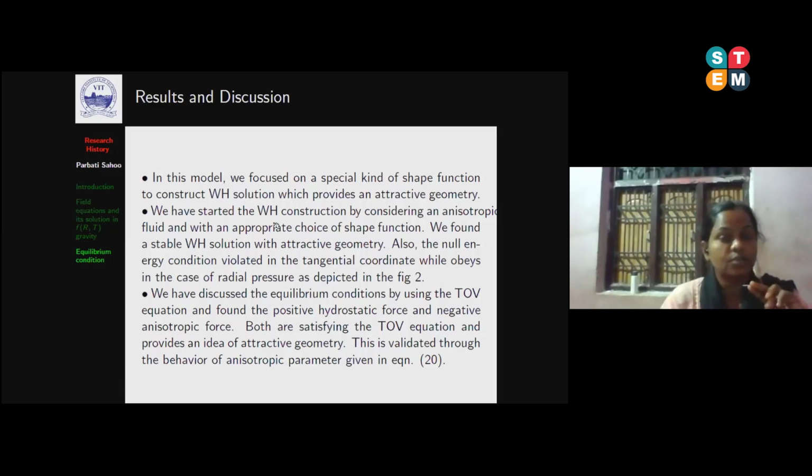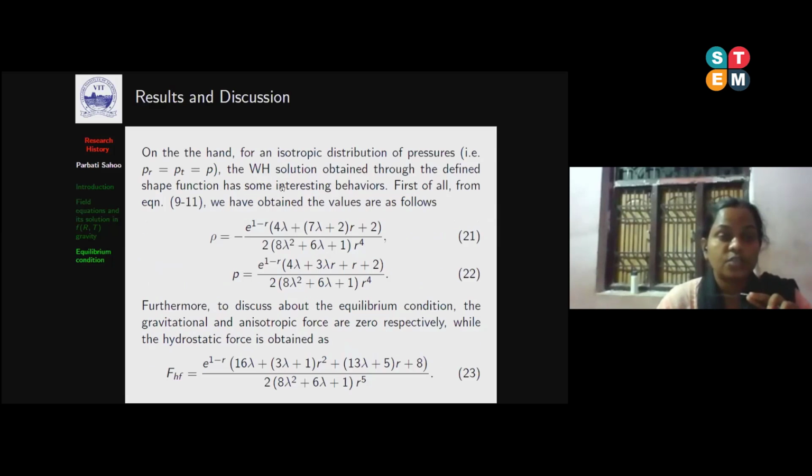And we have started the wormhole construction by considering an anisotropic fluid with an appropriate choice of shape function. If someone asks, what about the isotropic cases? Here we have discussed the isotropic case too. For the isotropic distribution of pressures, the wormhole solution obtained through the definition of shape function has some interesting behavior. First of all, this is the solution.